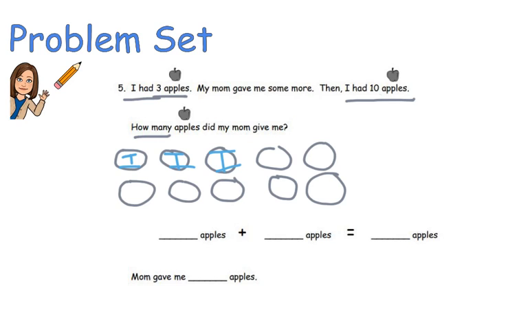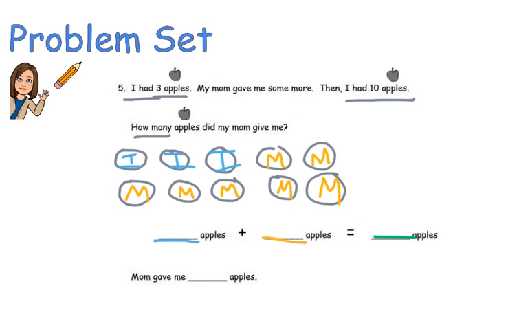Now we need to see how many the mom gave. So let's see. We have 1, 2, 3, 4, 5, 6, 7. All right. Now let's fill in our equation. I'm looking for where the equal sign and the plus sign are, because that's going to tell me where my parts and my total go.